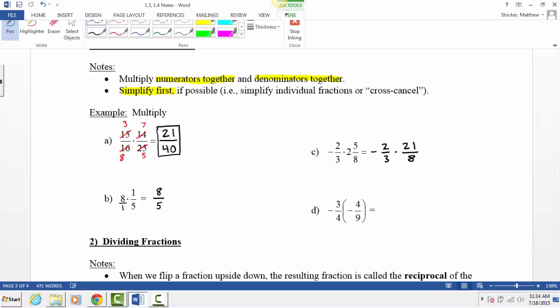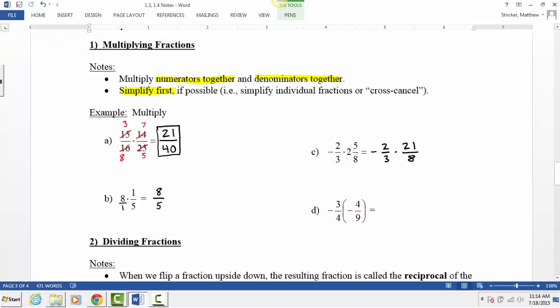And then again, just like in example A, we want to ask ourselves, can we do any simplifying? And the answer is yes, because 2 goes into 2 once, 2 goes into 8 4 times, and then over here 3 goes into 3 once, 3 goes into 21 7 times.